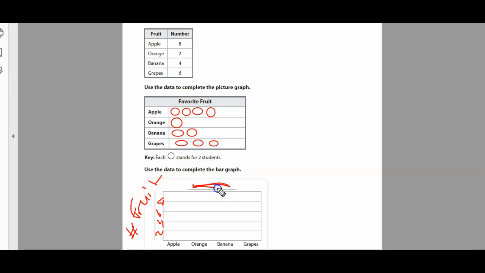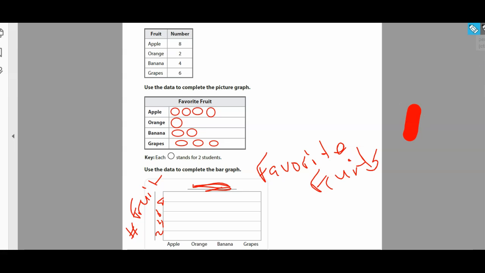Okay. And then the title, the top part is the title. So fruits. You know what? Let's do this. Call it favorite fruits. Okay. So how many students chose apples? 8 of them. So my bar goes there.